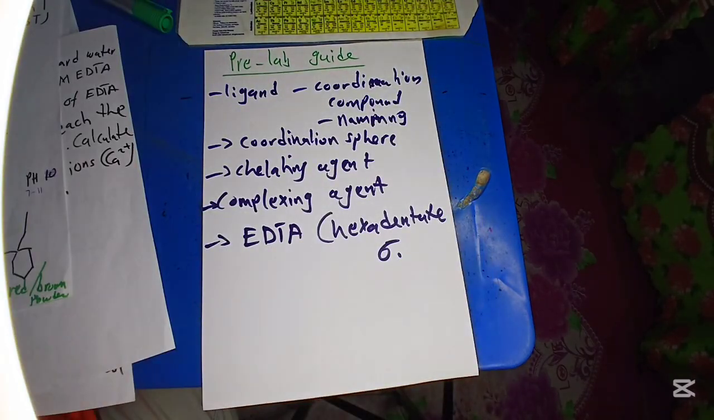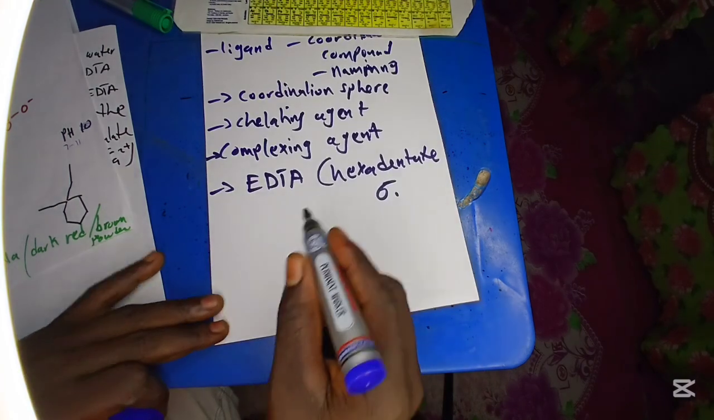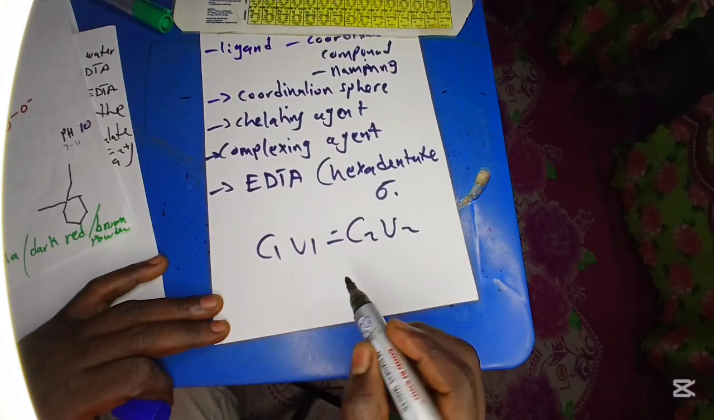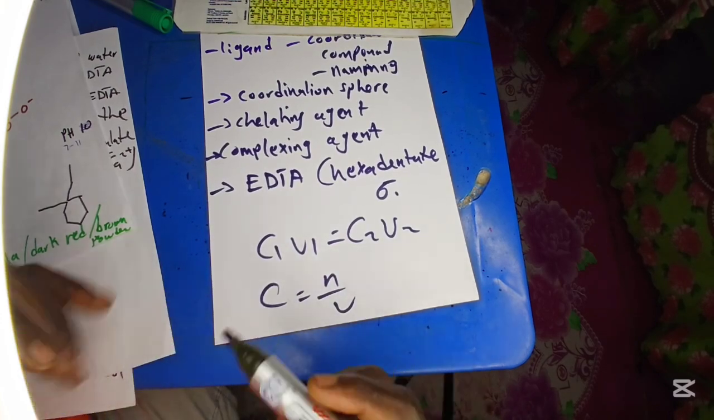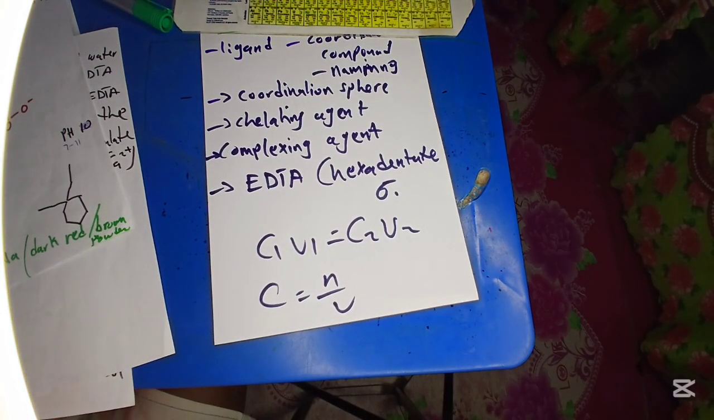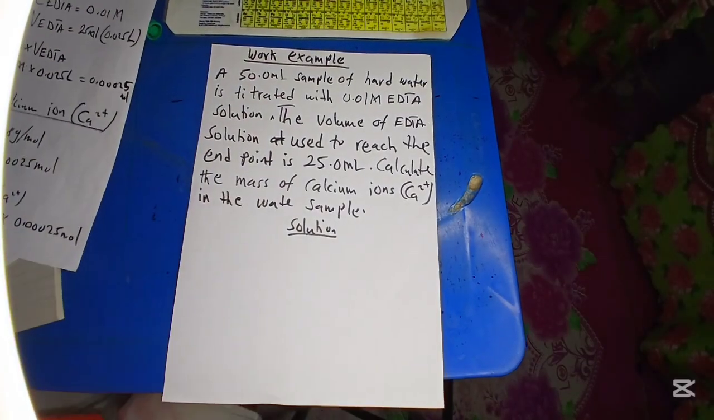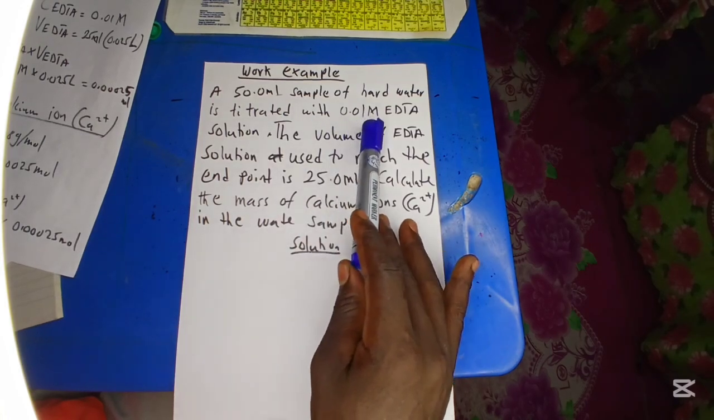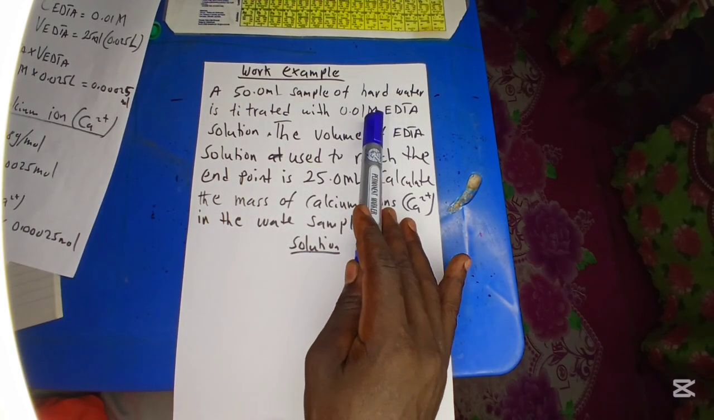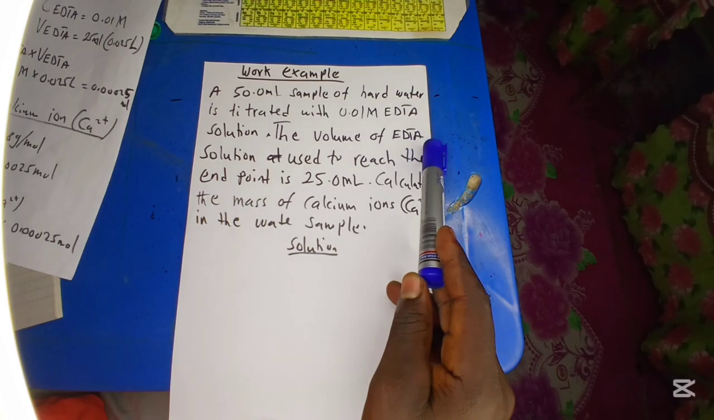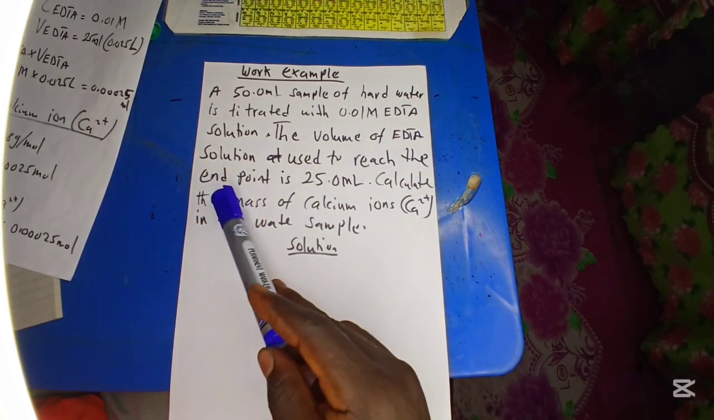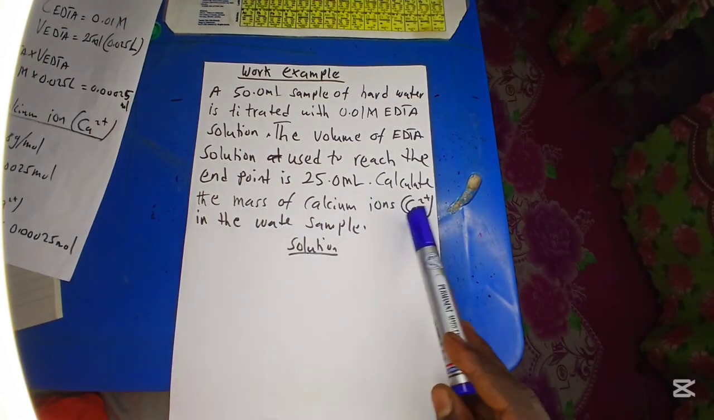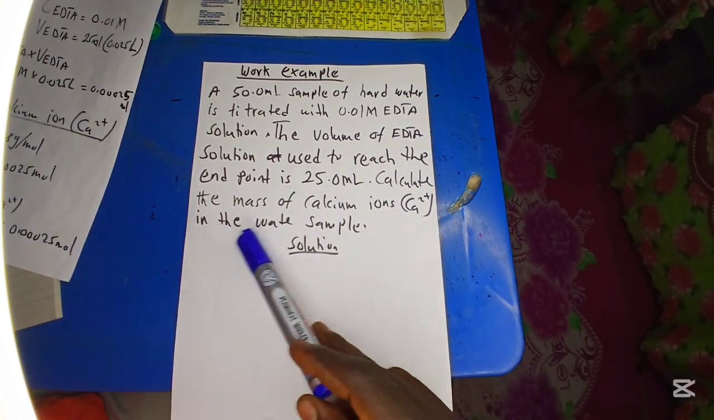So I think you should also be familiar with this formula C1V1 = C2V2, or concentration formulas. And the last thing I want to do is a worked example, how this is applied. A 50 ml sample of hard water is titrated with 0.01 molar EDTA solution. The volume of EDTA solution used to reach the endpoint is 25.0 ml. Calculate the mass of calcium ion, Ca2 plus, in the water sample.